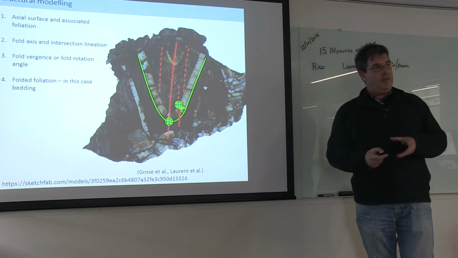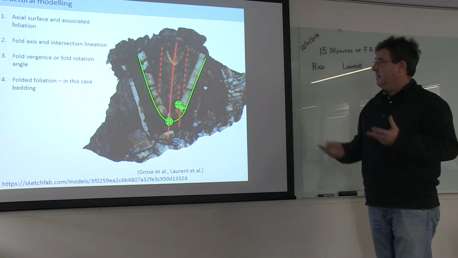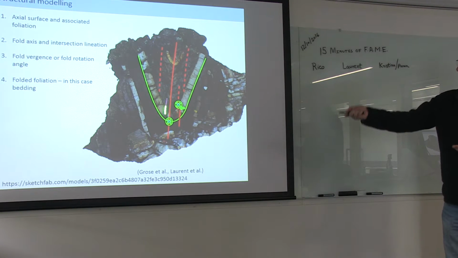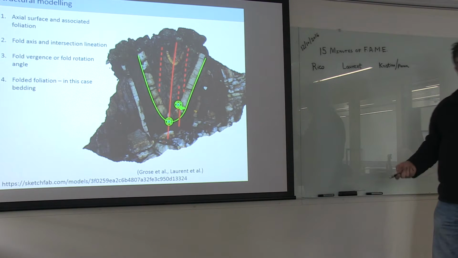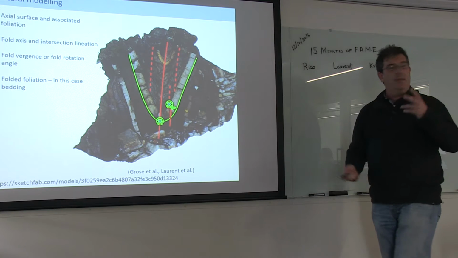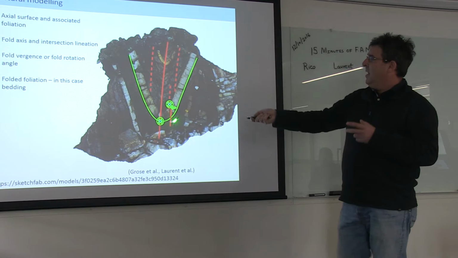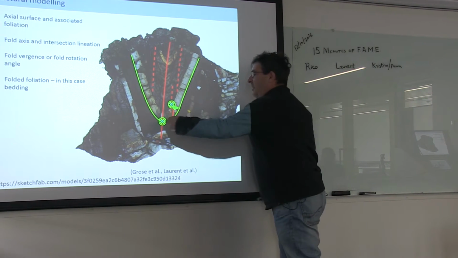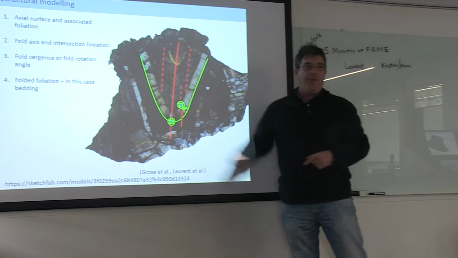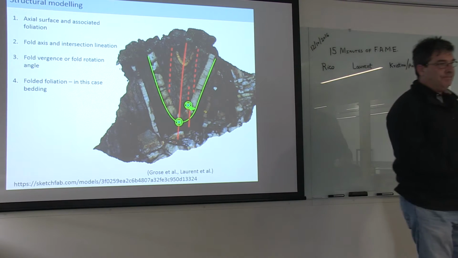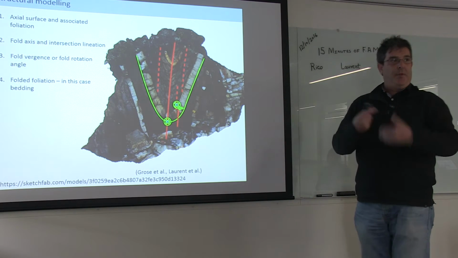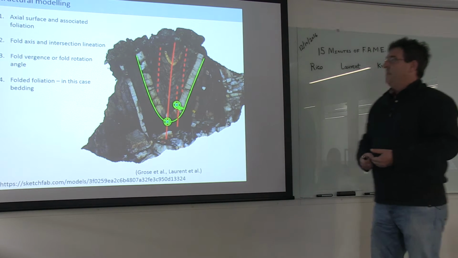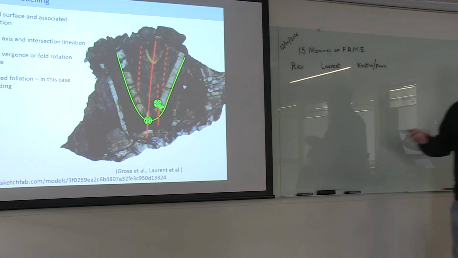And these are not taken into account in software yet. So this is what I call the axial surface. It's the axis, or the bisecting plane in between the two limbs. And you also have a fold axis, a line that basically follows the maximum curvature of the fold. That line can go like this as well. These structures can be refolded, and so we need to capture that information.